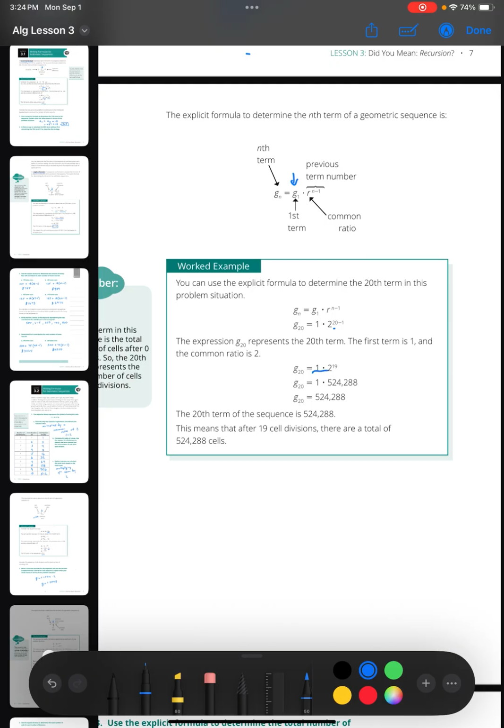So it'll turn into 2 to the exponent of the value of 20 minus 1. So the 20th term minus 1, the previous term before it. So we end up with 1, I underlined right over it. We end up with 1 times 2 to the 19th power. And if we simplify that, we're going to end up with 524,288.